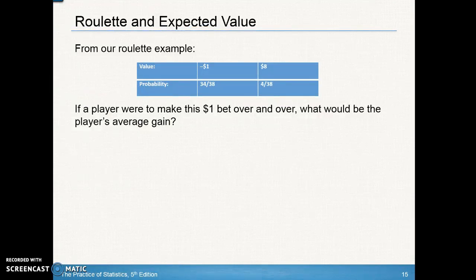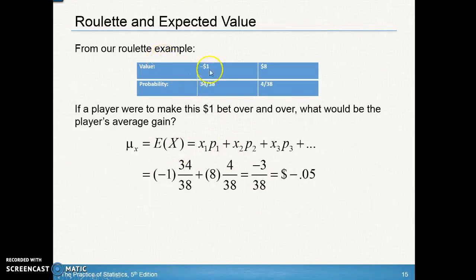Okay, so let's take a look at our roulette example again. So if a player were to make a dollar bet over and over and over, what would be the average gain? Well, the average gain would be: we're losing a dollar times 34 out of 38, because 34 out of 38 times I'm going to lose a dollar. And then $8 times 4 over 38, because 4 over 38 times I'm going to win $8. I'm multiplying these together and then adding the 2 to get -3 over 38, or basically losing 5 cents if I do this over and over and over and over again a million times.